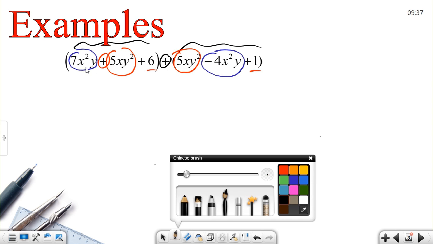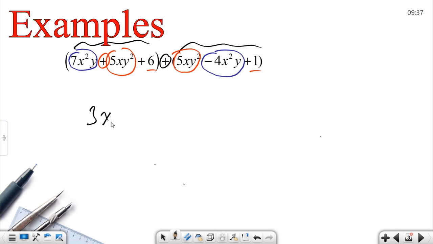Let's see, 7x square y. As you see, when the variable is the same, we only do the operation with the coefficient. 7 minus 4 is 3, 3x square y. Okay, plus 5 and where is it? Plus 5 plus 10, 10xy square. 6 plus 1 is 7.